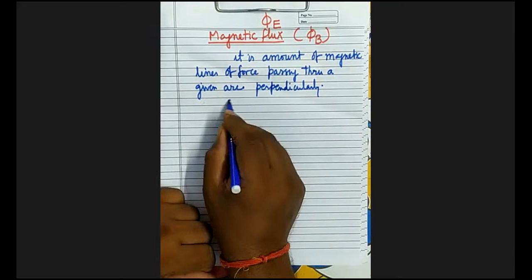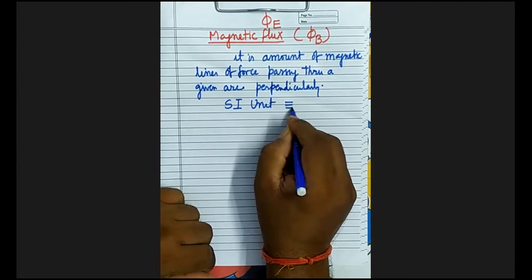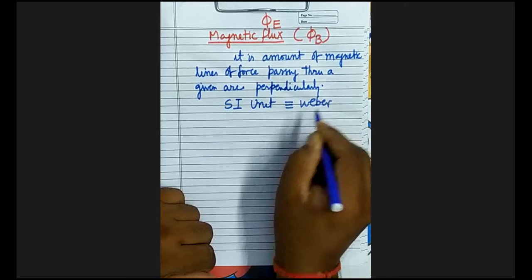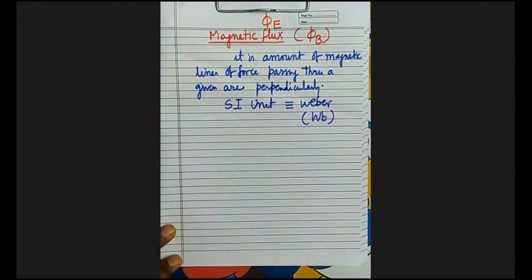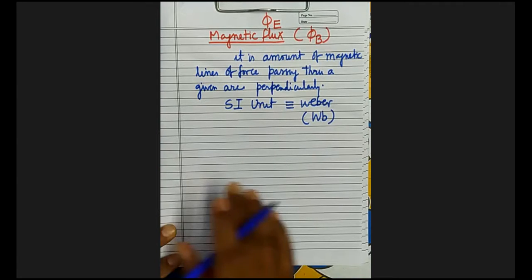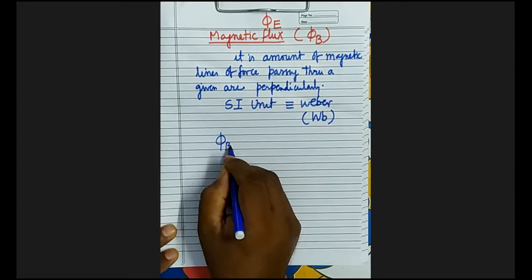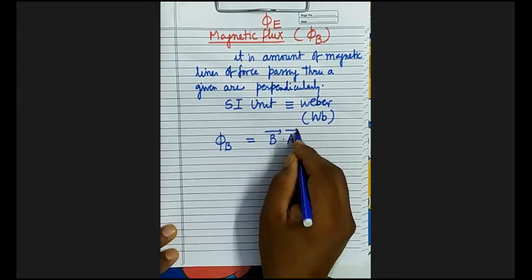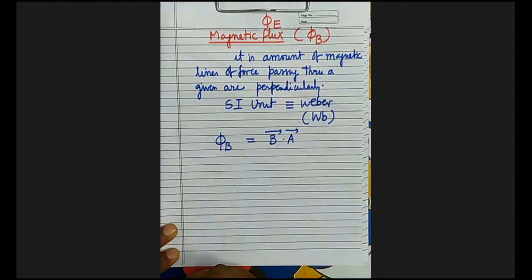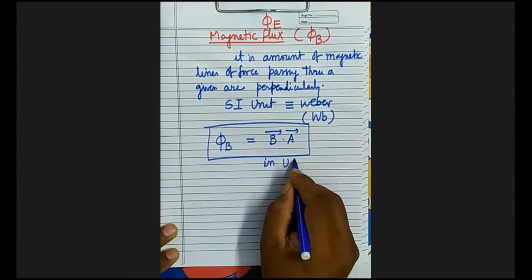Now see here, what is its SI unit? SI unit equals Weber. In short, we represent it by capital W, small b, Weber. Now see here, what is its formula? Just like the electric flux, it is also the scalar product of magnetic field vector and area vector. Vector B dot vector A in uniform magnetic field.